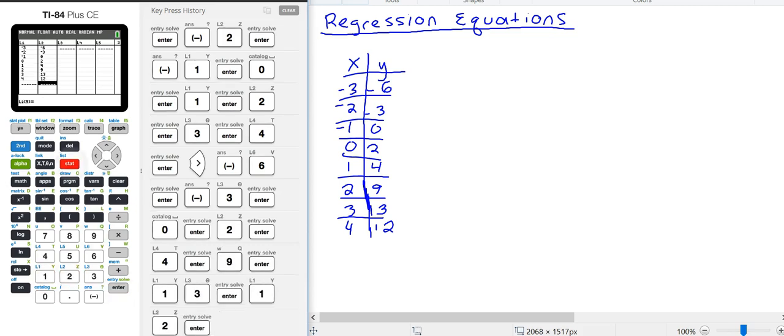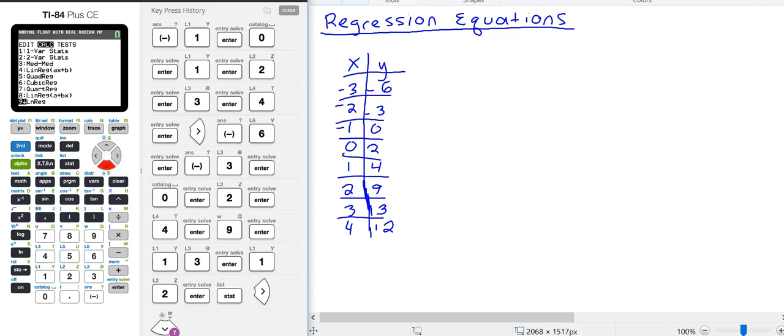Then we're going to press the Stat button, right arrow to Calc, and scroll down to 8, where it says LinReg for linear regression. We're going to press Enter. Our x list, the list of our x values, is in L1. Our y list, our list of y values, is in L2. That's correct. Frequency list, we don't have one.